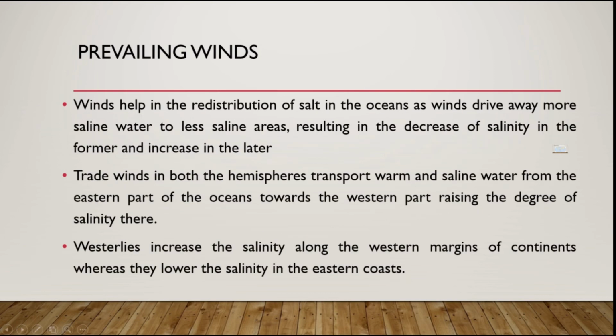Then the next one is the prevailing winds. The prevailing wind is a surface wind that blows predominantly from a particular direction. Winds blowing over the sea surface play an important role in the distribution of surface salinity. Winds help in the redistribution of salt in the oceans, as the winds drive away more saline water to less saline areas, resulting in the decrease of salinity in the former and increase in the latter.